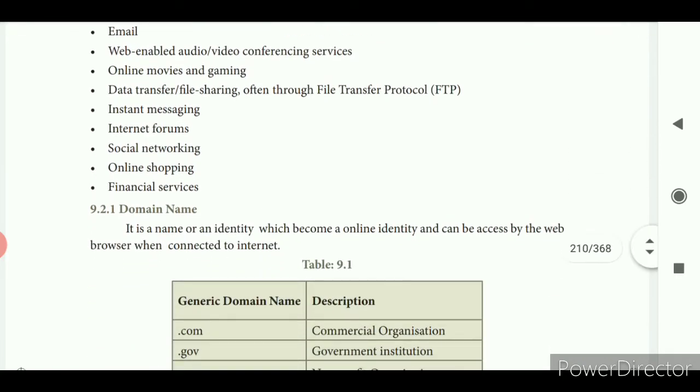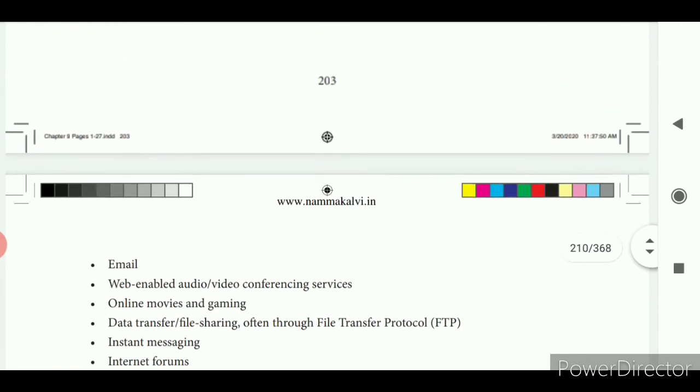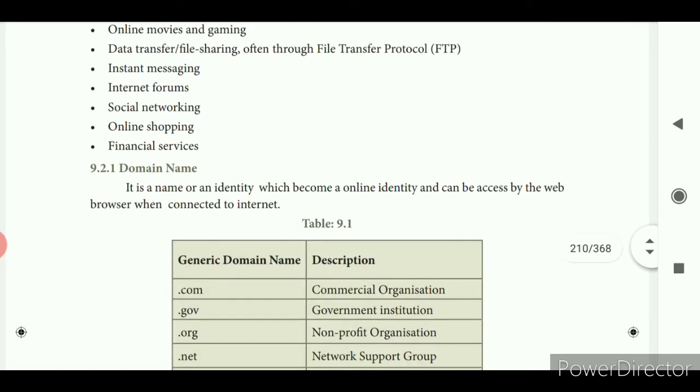Then what do you mean by domain name? 9.2.1. What do you mean by domain name? In page number 204, what do you mean by domain name?